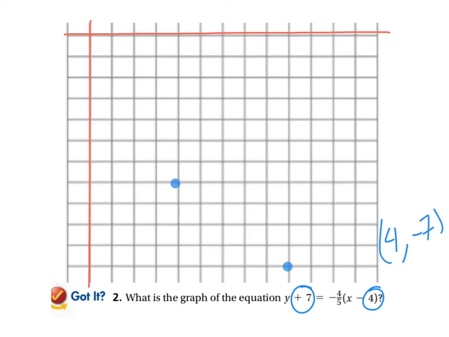And oops, hang on a sec. My marker gave out. Touched the wrong thing. It's tougher than you think to graph on an iPad. So there you go. And that's our point slope form.